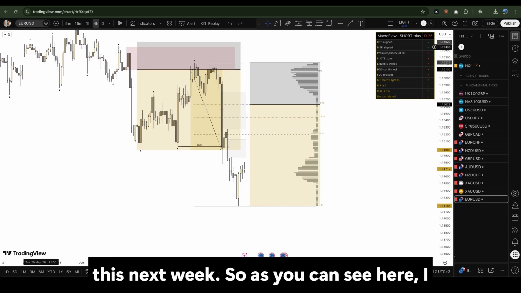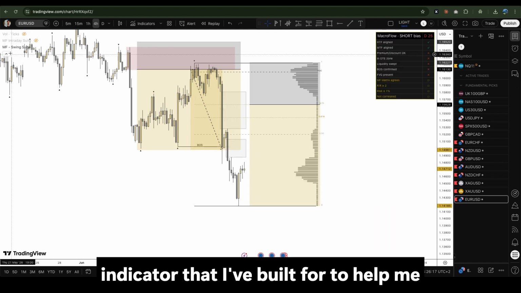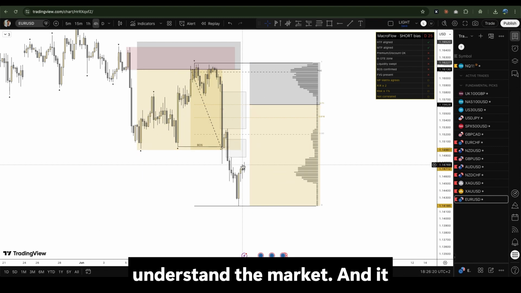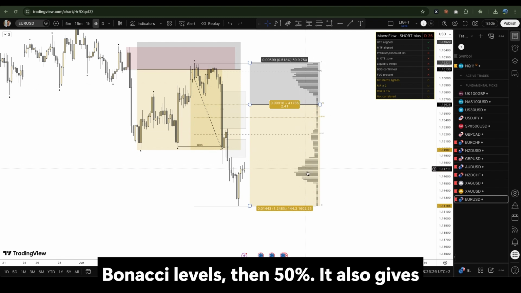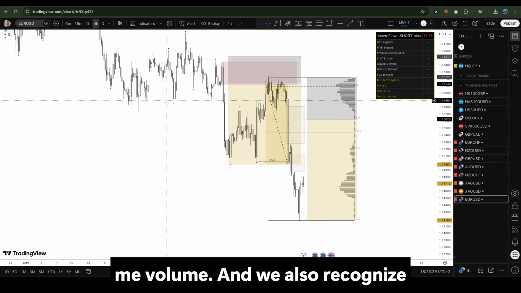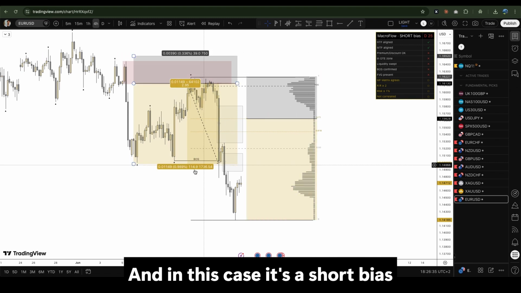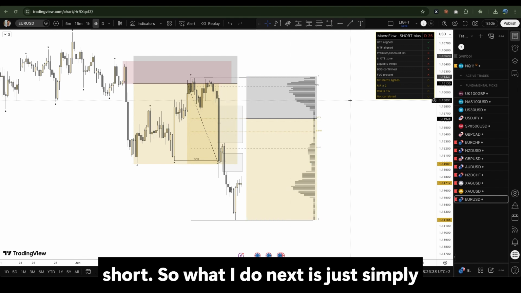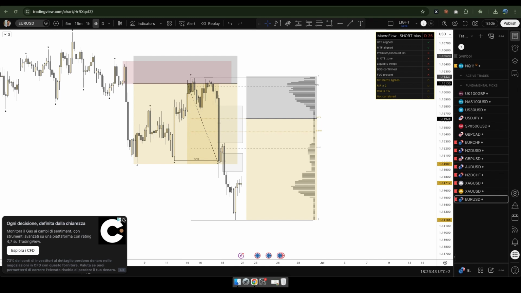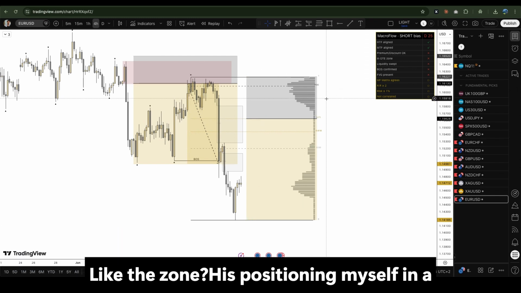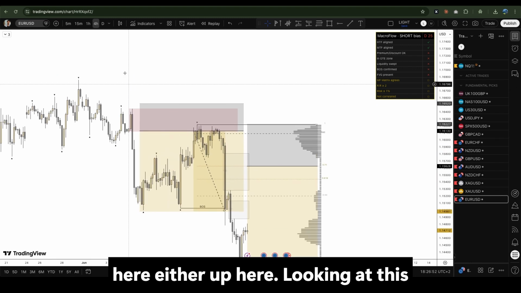So as you can see here, I have a little tab. This is a custom indicator that I built to help me understand the market. It automatically draws swing points, break of structure, fair value gaps, the Fibonacci levels, the 50%. It also gives me a volume profile, and we also recognize liquidity sweep, so it's extremely helpful. Here it gives me a bias, and in this case it's a short bias because the last break of structure is short. So what I do next is just simply position myself in the most likely zone, positioning myself in a zone that I would be happily filled. So I'm not going to be positioned here, neither up here.